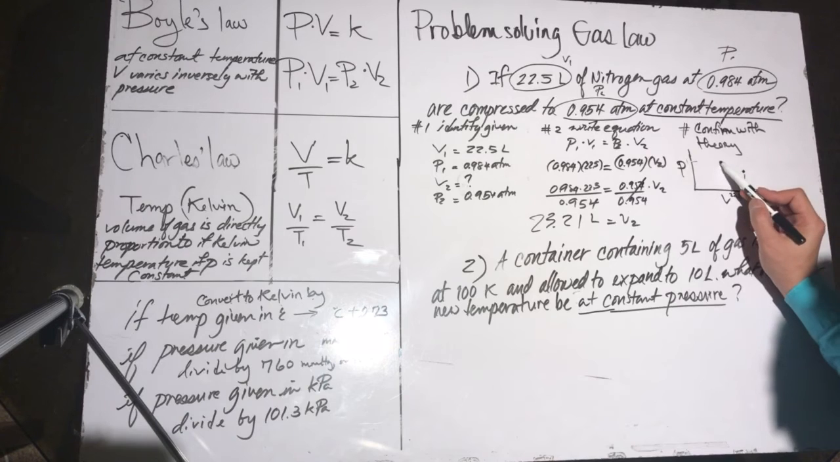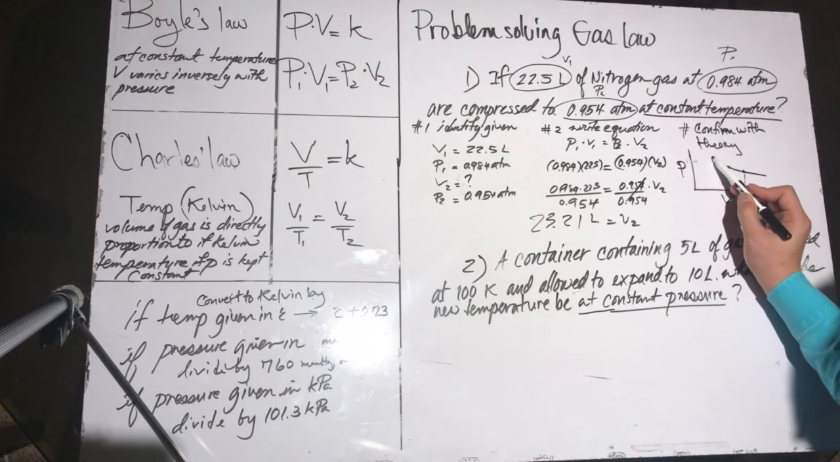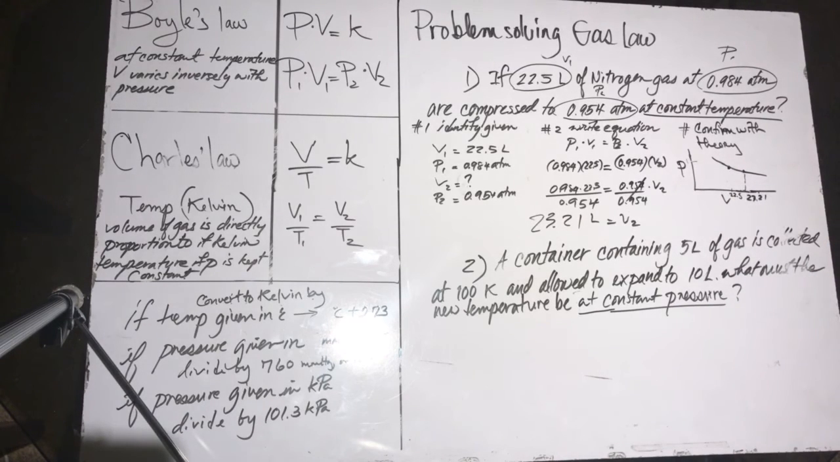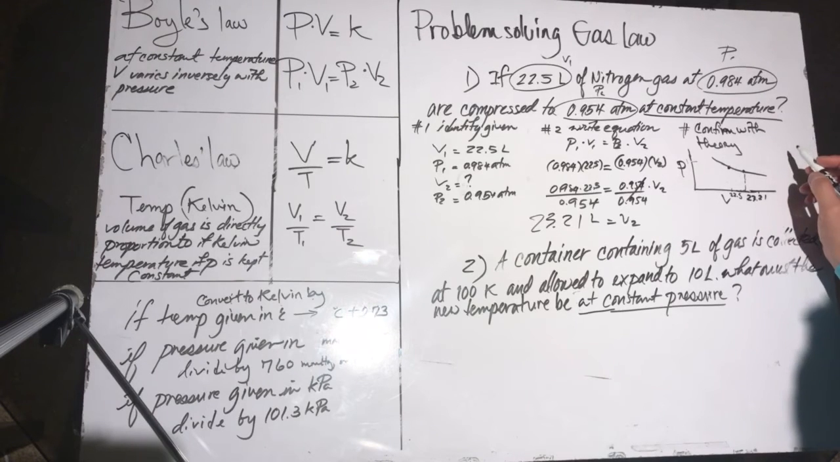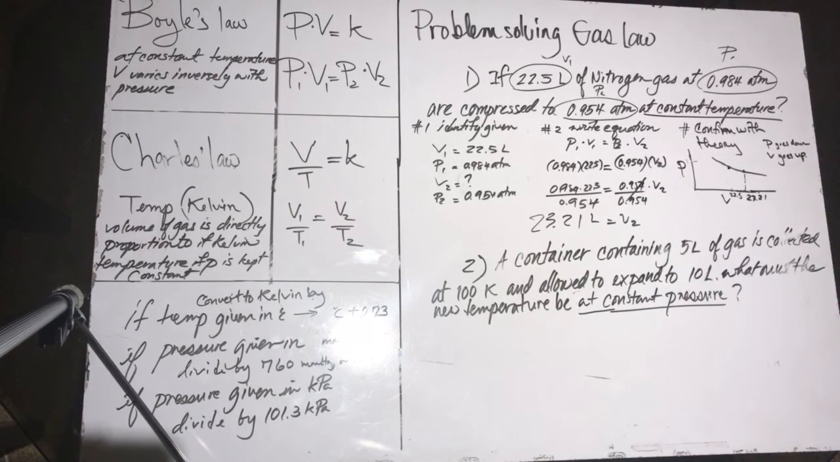So, this is the graph. It goes this way. So basically, it is correct because when pressure goes down, volume goes up. That's what it is based on, the first law of this one. So let's look at question 2 real quick to see what we know.